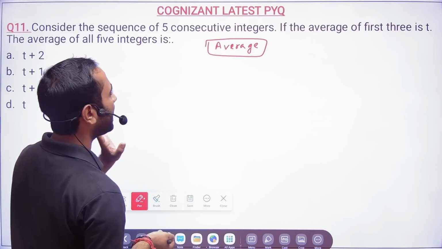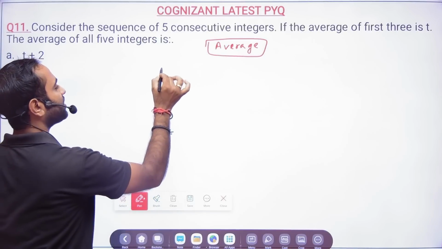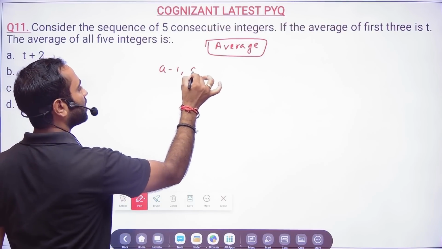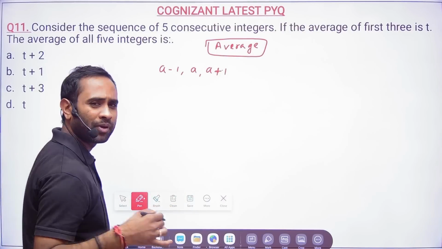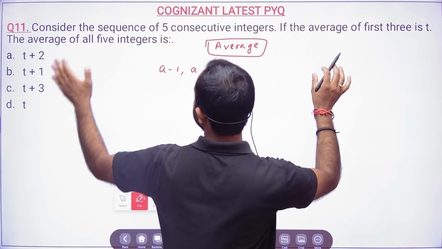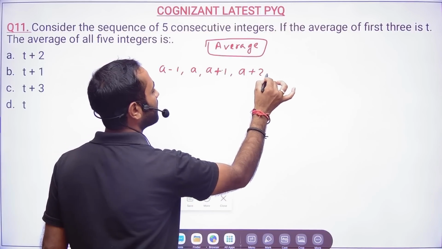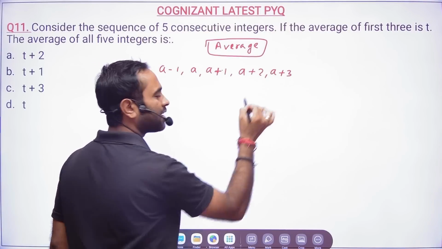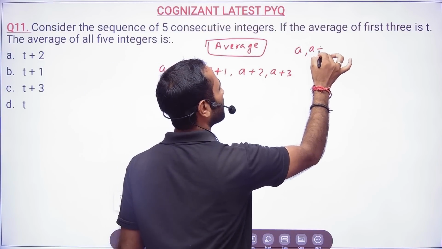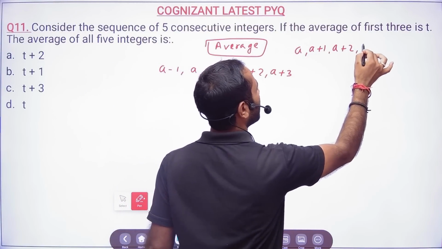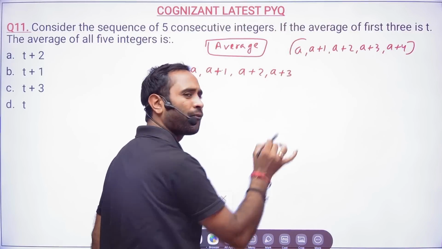Now the first 3 integers' average is t. So the first 3 integers I am taking a minus 1, a, a plus 1. Sir, what is your problem, sir? So 5 consecutive integers, you can see, what I did is, now I have these 5 consecutive integers like this. Sir, why did you not start with a plus 1, a plus 2, a plus 3 and a plus 4? Sir, in this case we will get a different answer.